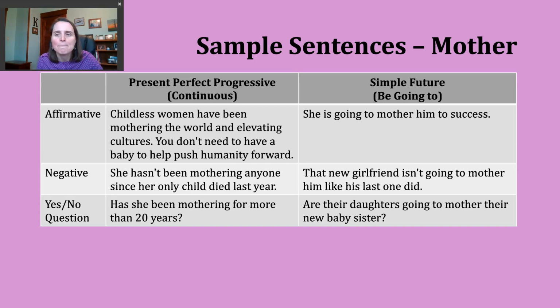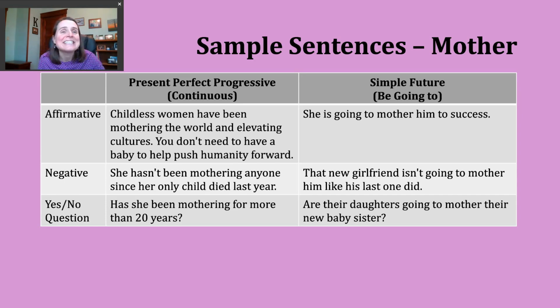She is going to mother him to success. Right? This sentence to me is implying that idea of maybe being overly protective or overly caring, right? Really sort of pushing this particular child to some sort of successful outcome.